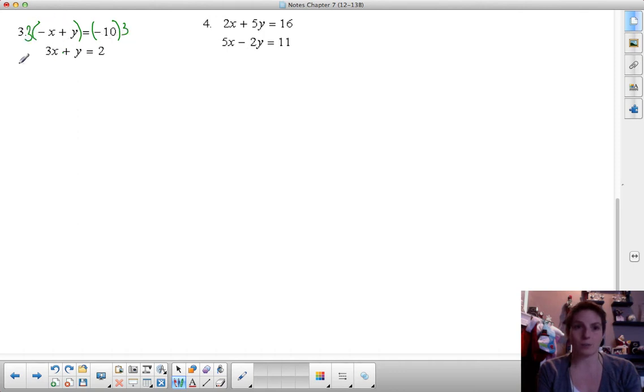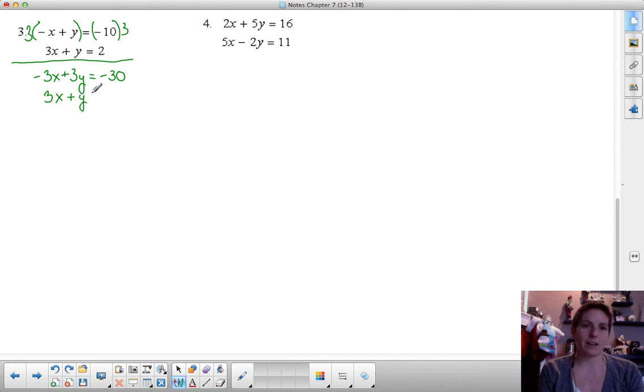On the top, that's a distribution, so I'm going to draw a big line so I know that I'm looking at a different set of problems here. Negative x times 3 gives me negative 3x. 3 times y gives me plus 3y is equal to negative 10 times 3 is negative 30. The bottom equation we don't want to change, so technically we multiply it by a 1, but we don't even need to write that. We just need to copy it down again so it's in our lineup.